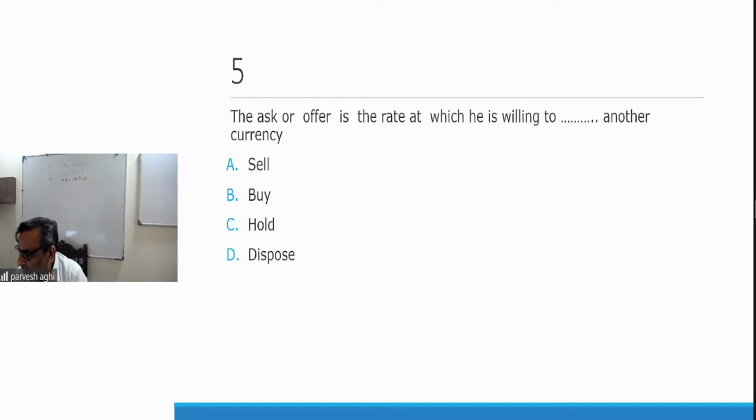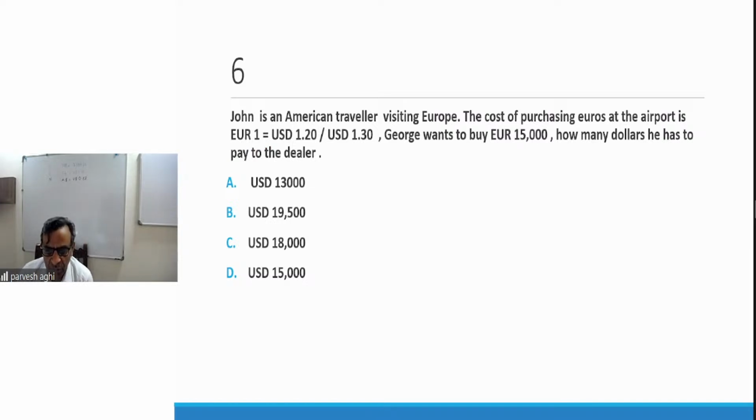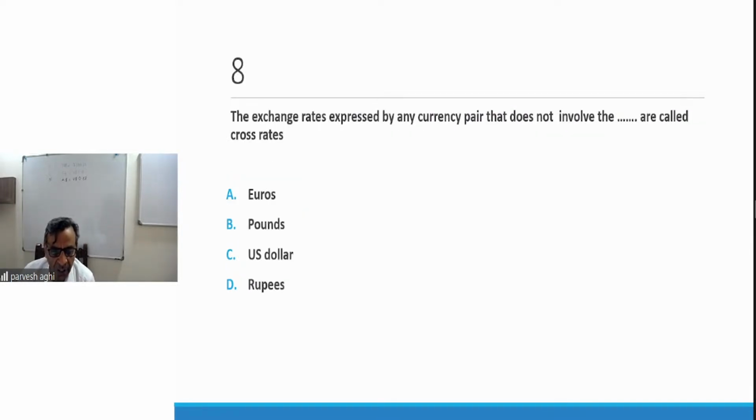Okay. So answer the fifth question. A. Yes. A is the right answer. So now sixth. This we have done actually. Eighth: exchange rate expressed by any currency pair that does not involve the dollar is called the cross rate. So have a look at the eighth and answer. The dollar. Yes, the dollar is the right choice.